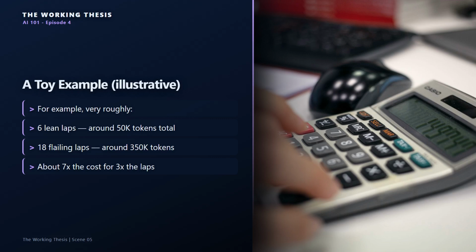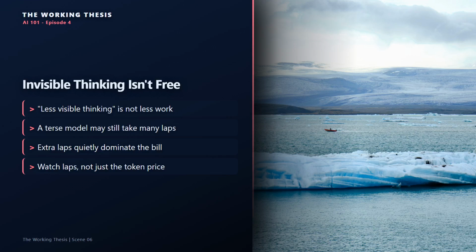So it took 3 times as many laps, but processed 7 times as many tokens. Very roughly. That is 7 times the cost for 3 times the laps, even before factoring in caching discounts. This is why a model that is half the price per token can still cost you 3 times as much for the total task. This brings us to an interesting insight about model behavior.